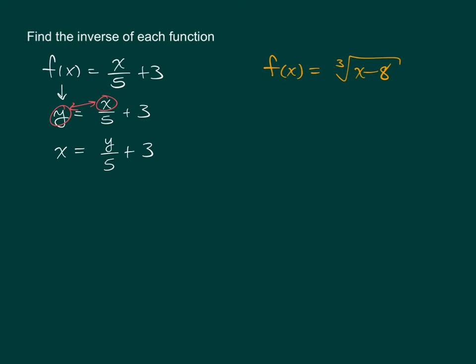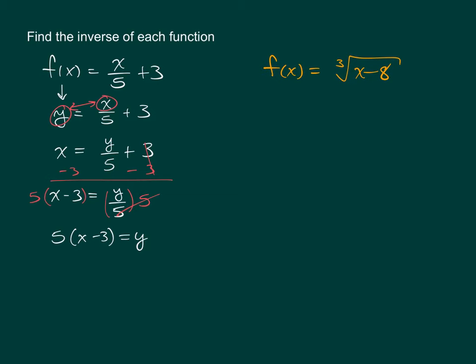So here we go. The first step I want to do here is subtract 3 from both sides, so -3, -3. That will give me x minus 3 equals y over 5. And then the last thing I want to do here is get rid of this denominator. I want to multiply both sides by 5. So that leaves me with 5 times x minus 3 equals y.